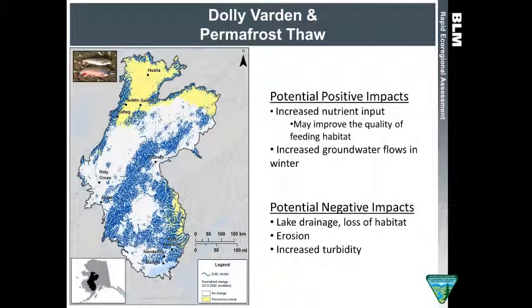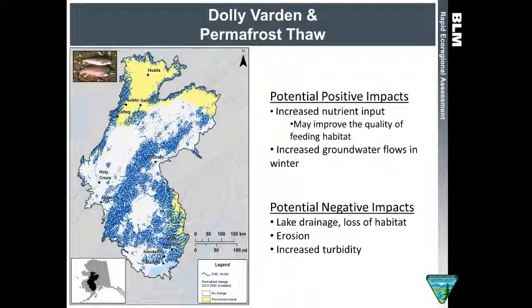So this figure on the right is of predicted model distribution for Dolly Varden. So everything in blue is model Dolly Varden distribution. And then overlaid on top of that in yellow is, Nancy, if you're on the phone, you can correct me if I'm wrong, the change in continuous permafrost, discontinuous permafrost from 2010 to 2060. So it's a long term that we're looking at, permafrost thaw or retreat.